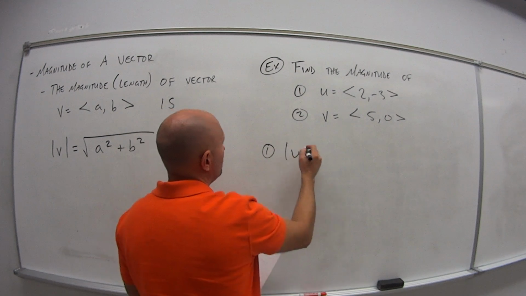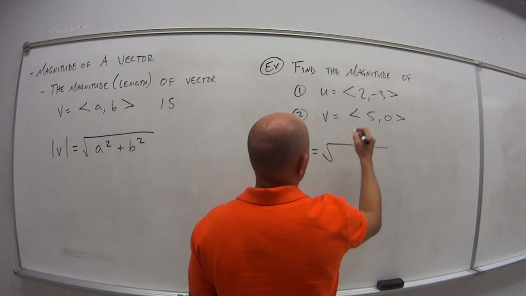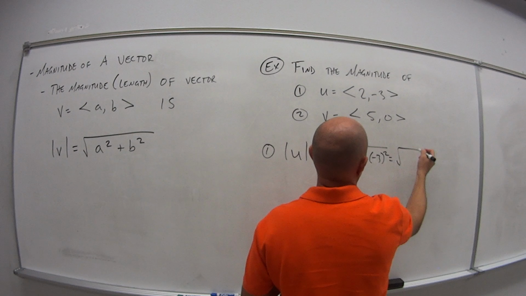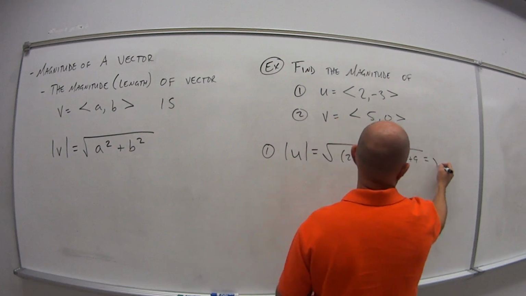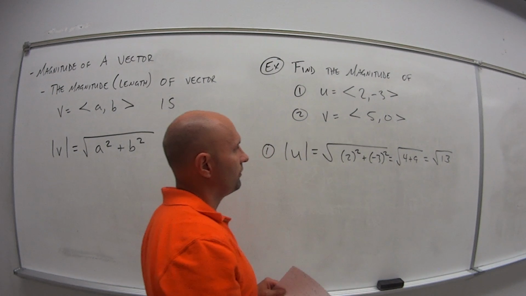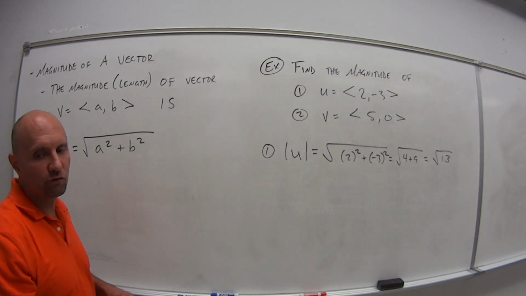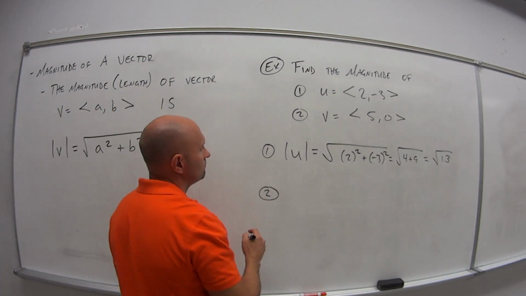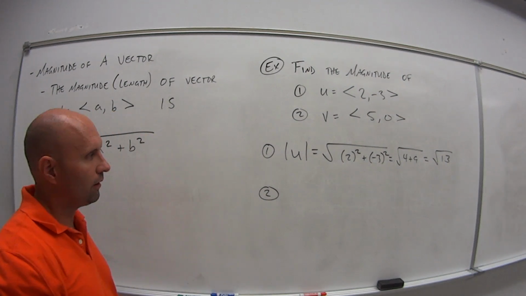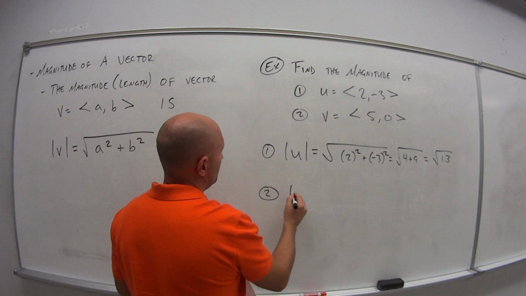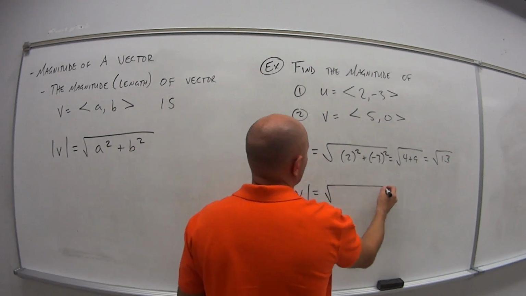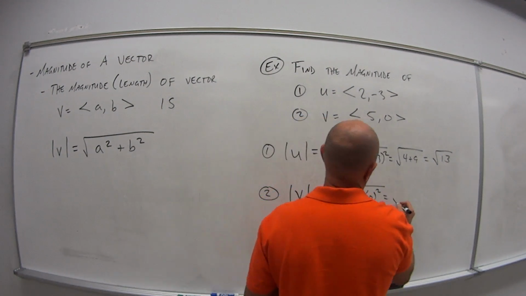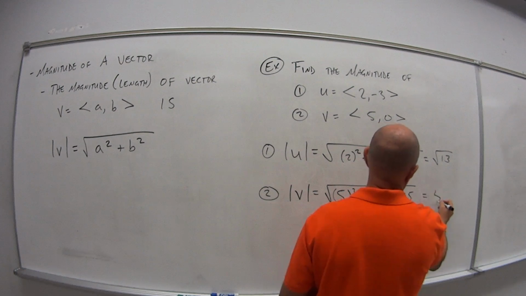So I'm going to work the solution in number 1. If we want the magnitude of u, it's just the square root of what? 2 squared plus negative 3 squared, which is the square root of 4 plus 9, which is the square root of 13. So the magnitude of u is the square root of 13. Number 2, same idea. If you want to try it first, go ahead and pause. Solution in number 2: the magnitude of v is the square root of 5 squared plus 0 squared. So that's the square root of 25, which is just 5.